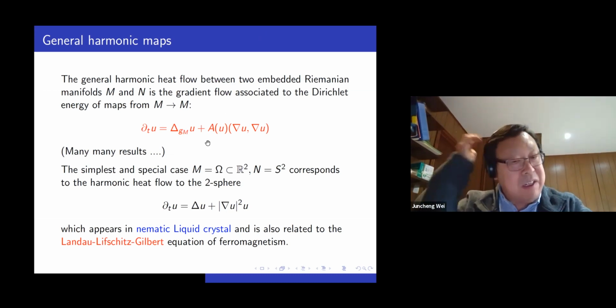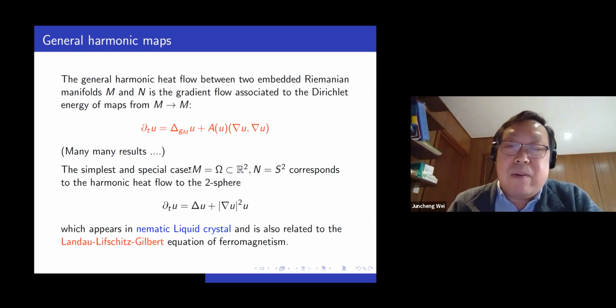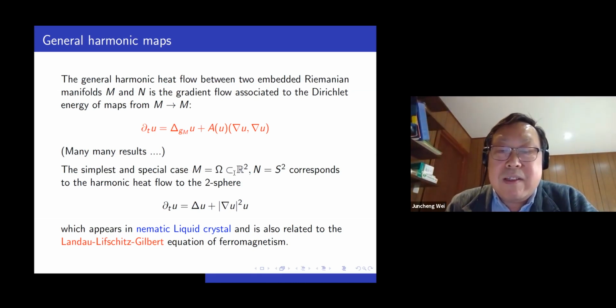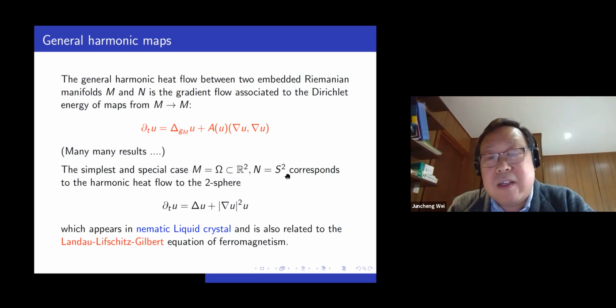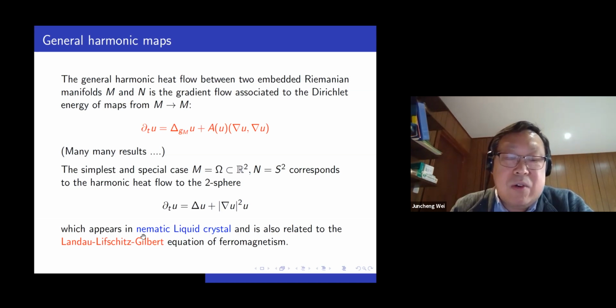You can write down the equation, but the simplest non-trivial case, aside from the heat equation, is when Omega is R2 and the target is S2. And so this becomes a Harmonic Map flow. This Harmonic Map flow is also a basic toy flow in many applied problems, such as nematic liquid crystals or the Landau-Lifshitz-Gilbert equation for ferromagnetism.